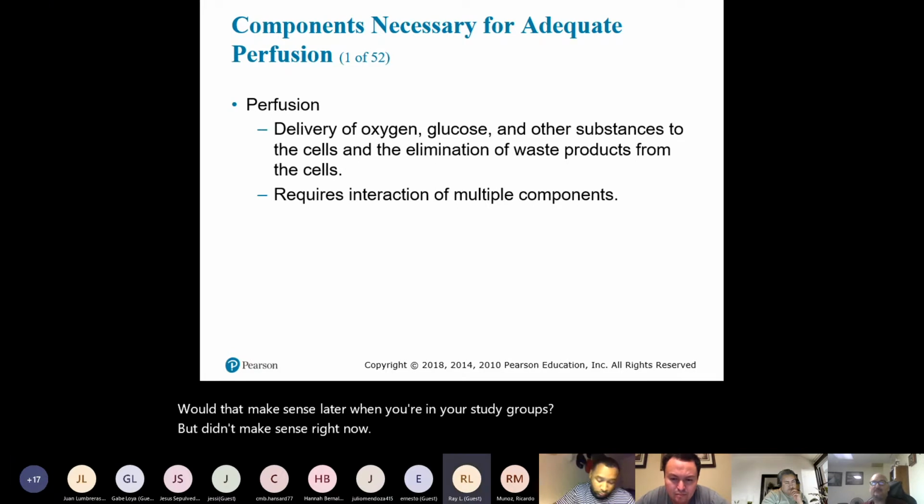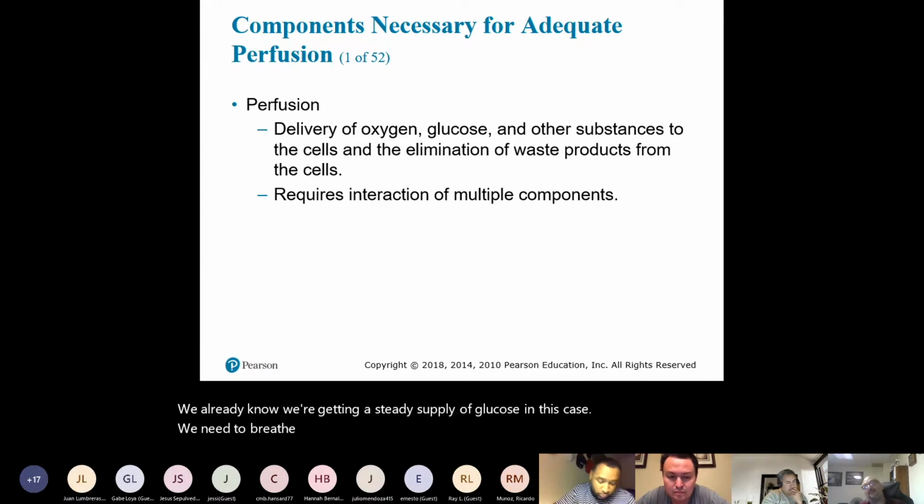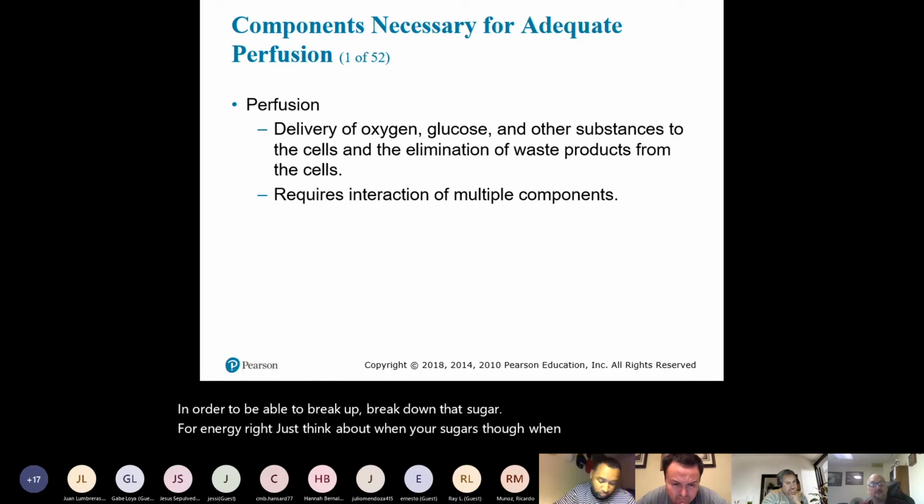All right, so let me put it this way. We already know we're getting a steady supply of glucose in this case. We need to breathe normally without anything interfering in order to be able to break down that sugar for energy, right? Just think about when your sugar is low, when you haven't eaten, how do you feel? Right?